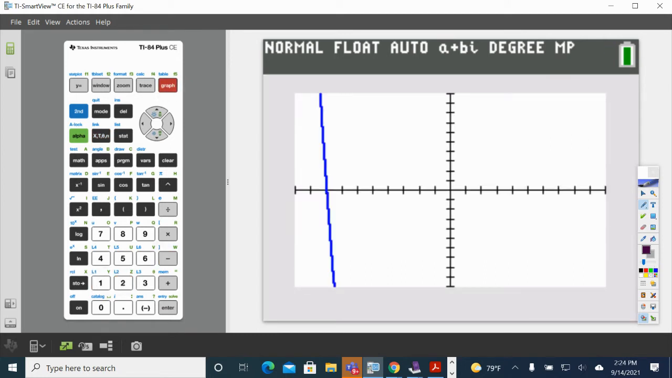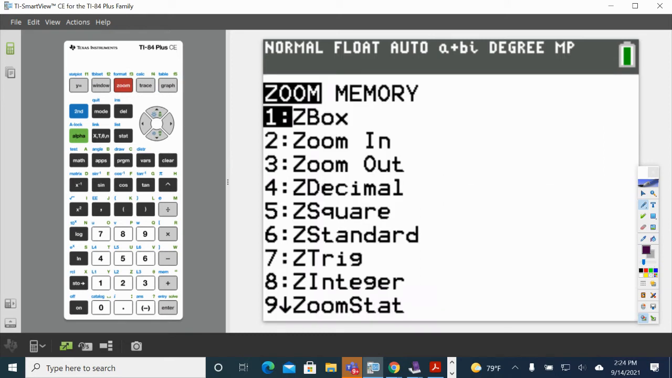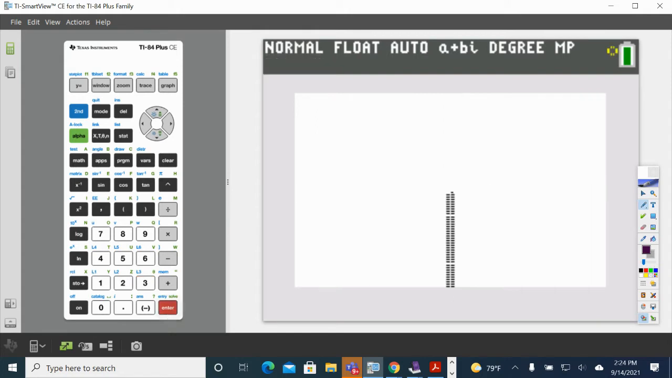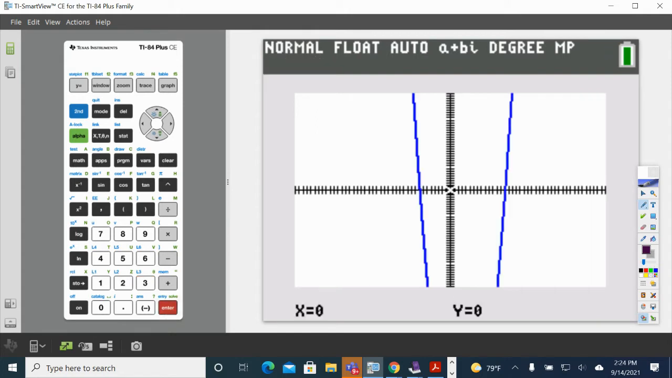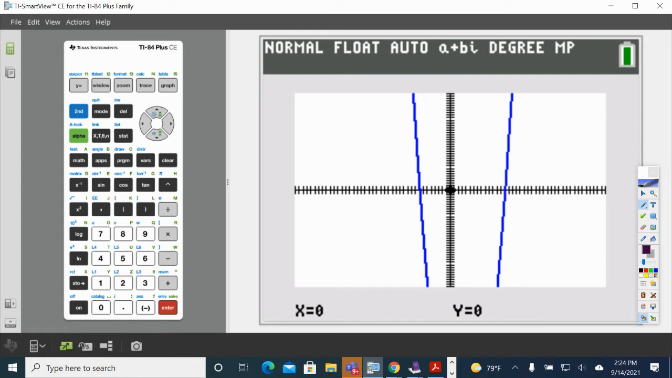Now, when we look at the graph of this, I only see one solution. I'm going to hit zoom out, which is 3, and then enter. So you can see your two solutions here. Now, the left side looks like it's about, what, a negative 7 maybe? 4, 5, 6, 7, 8, 9, 10, 11, 12, and 13. Maybe a 14 on the right.